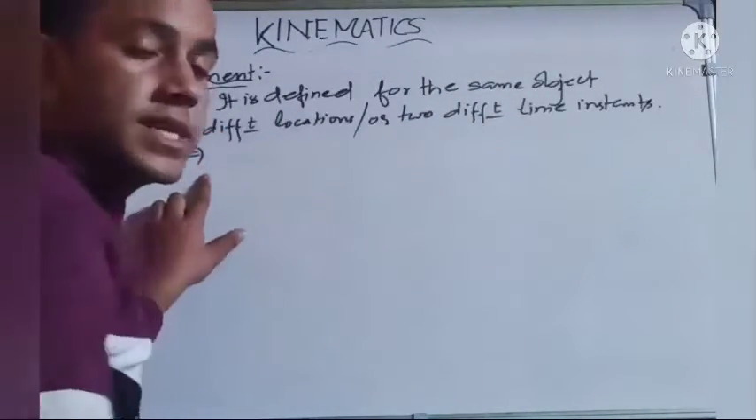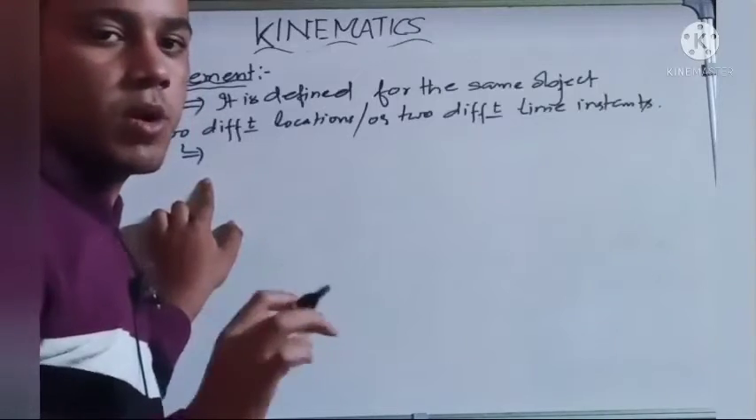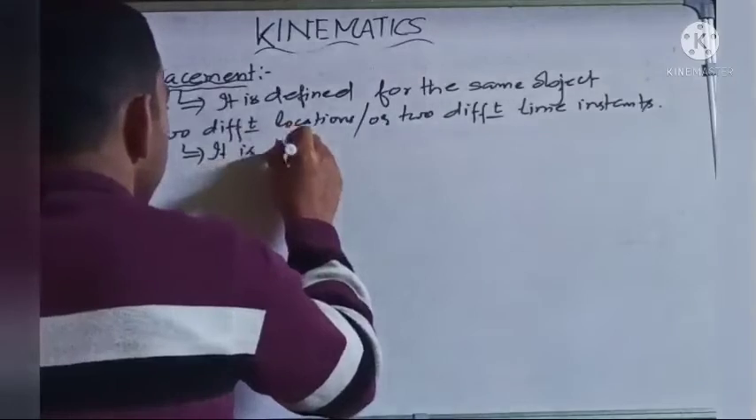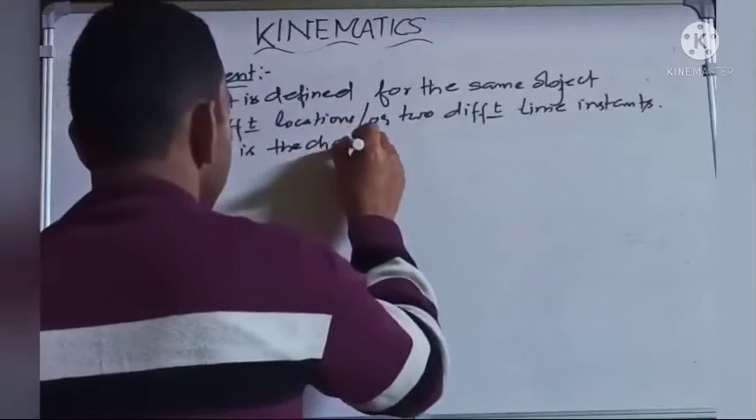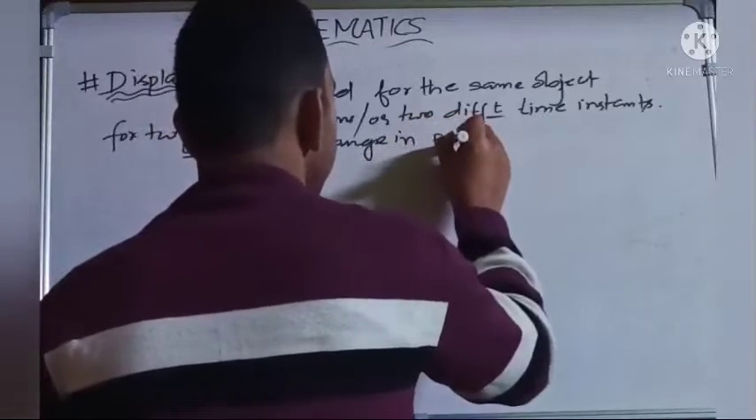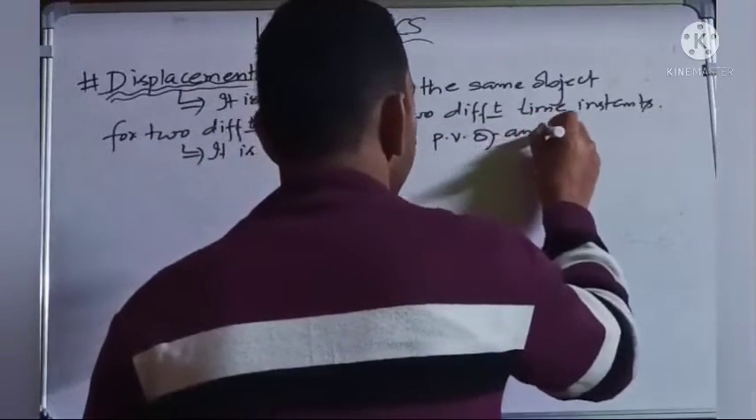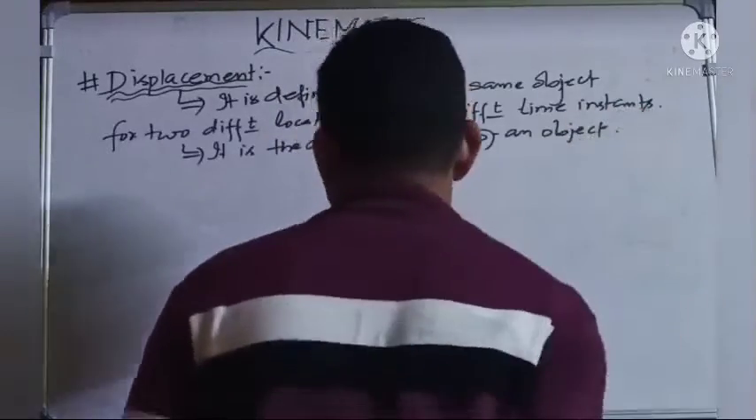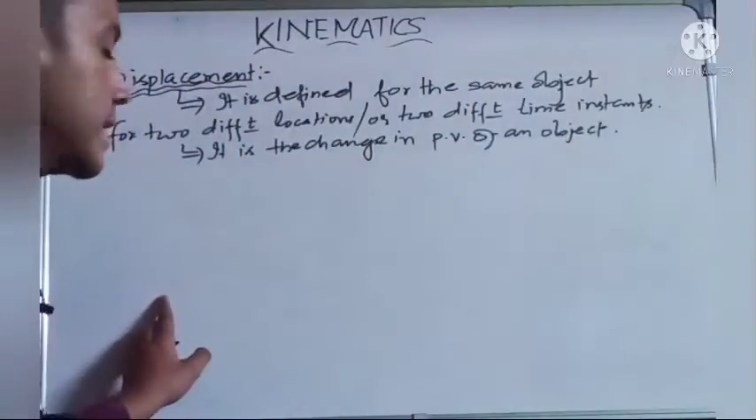Here we can write, it is basically the change in position vector of an object under two different time instances.